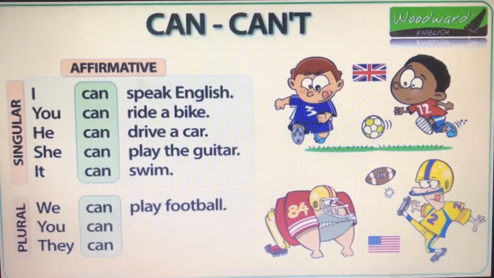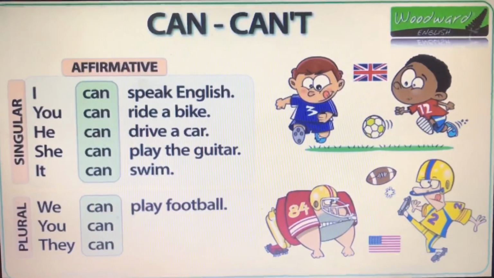Very good job, everyone. Now, can you tell me one thing that you can do? Very good job. I can speak English. Very nice. We will move along to more examples.